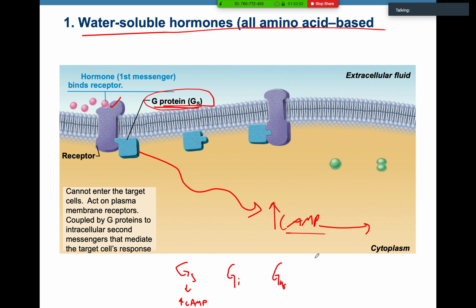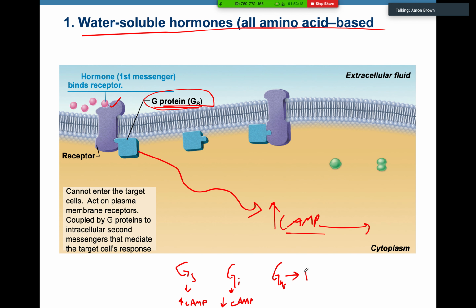So that's increased cAMP. G sub I causes exactly the opposite. These two are the easy to remember because this just causes the opposite. This is going to decrease the level of cAMP. Okay, and so in general, this is going to decrease the levels of activity if you bind the G sub I receptor. Last is G sub Q.